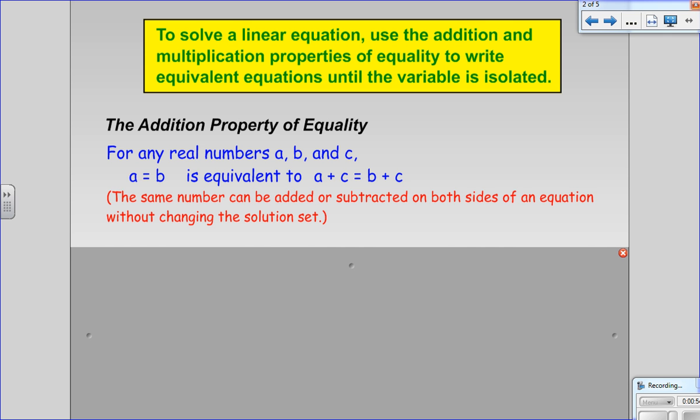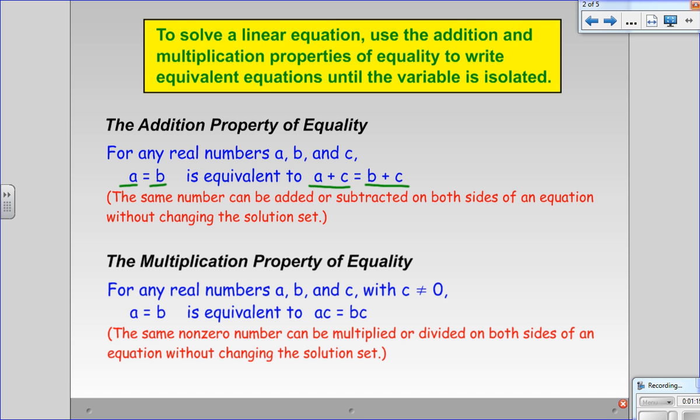If you have an equation where, let's say, A equals B, this is equivalent to the equation A plus C equals B plus C. In other words, the same number can be added or subtracted on both sides of an equation without changing the solution set.